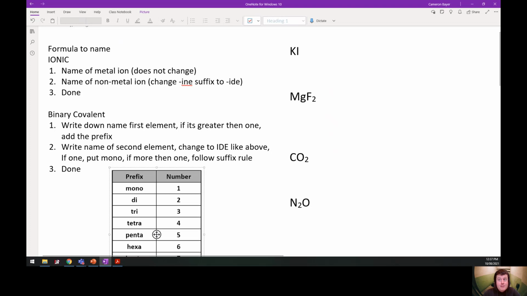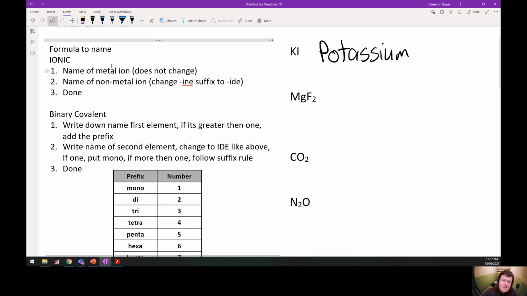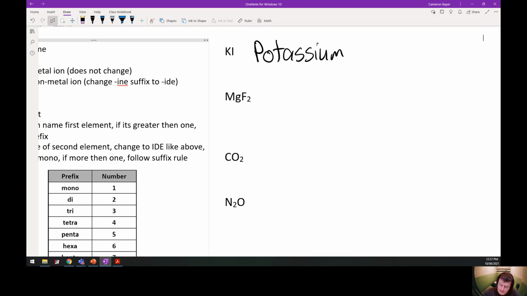Now, since it's the first one, we don't change its name. So what I meant to say is the name doesn't change. Now, it is a metal ion, and ions are charged, but all we're doing is writing the name here. So I've got potassium, awesome. And I then need to write the name of the non-metal ion, but I need to change its suffix. So I need to change that last bit. So for the second one, I know it's going to be iodine.